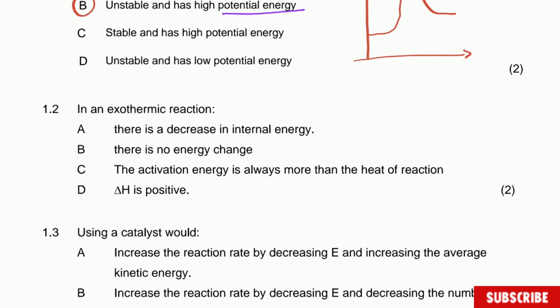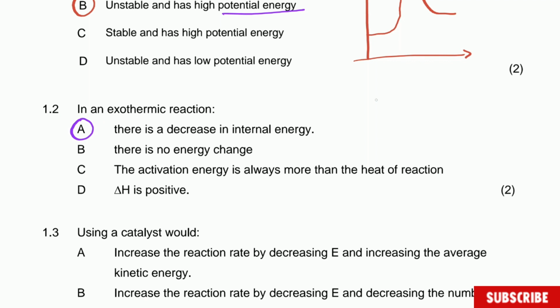In an exothermic reaction, there is a decrease in internal energy. B, there is no energy change. There is always energy change, so B cannot be. C, the activation energy is always more than the heat of the reaction. D, delta H is positive. That is not an exothermic reaction. So all of them are incorrect except for A: there is a decrease in the internal energy.